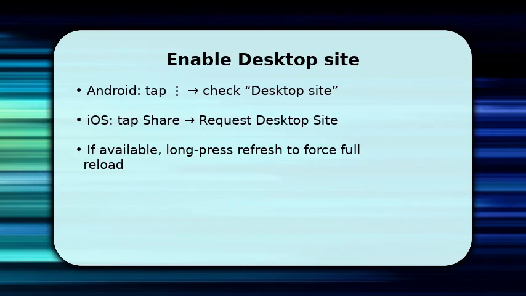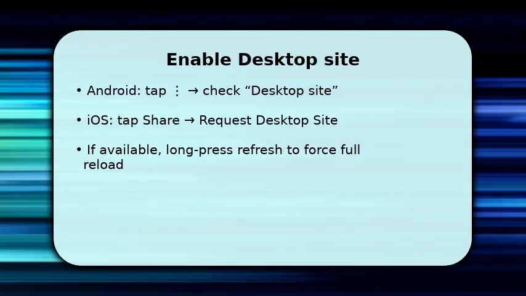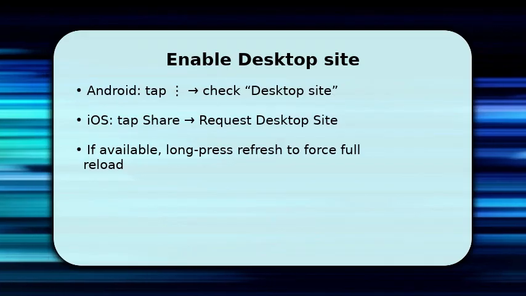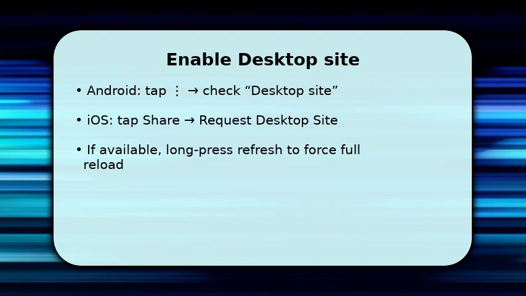Once enabled, make sure to refresh the page so the browser downloads desktop-specific HTML and CSS. For stubborn pages, long press the refresh button in Chrome to force a full reload and bypass cached mobile resources. This makes Chrome present itself as a desktop browser, which is why servers send the full desktop interface.